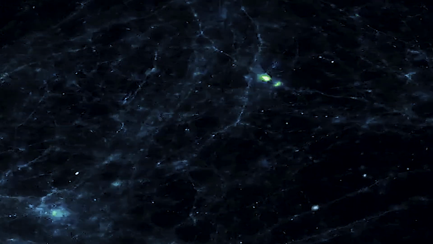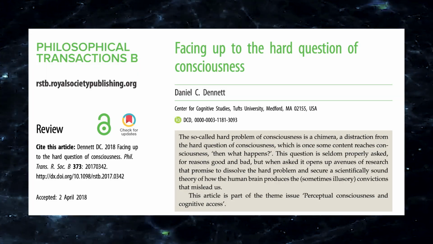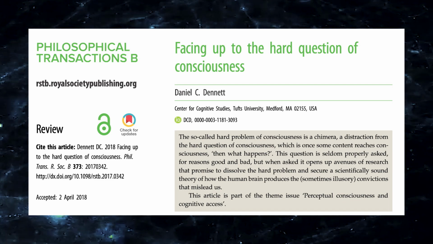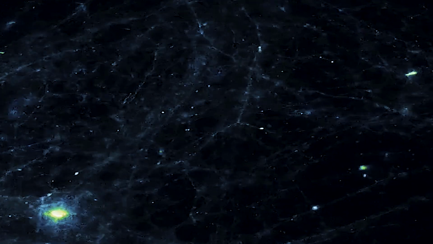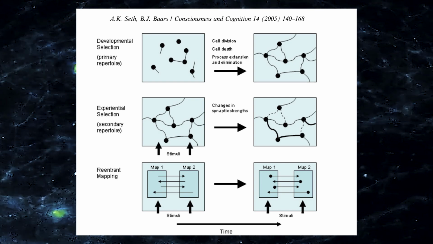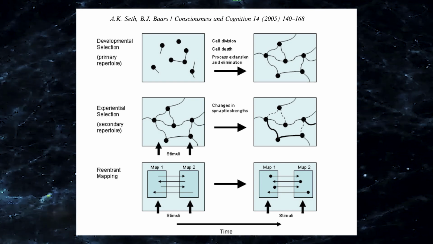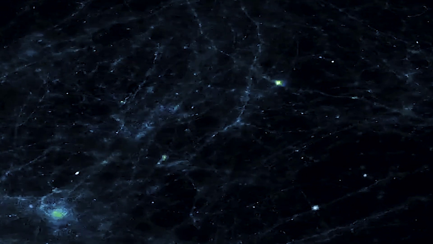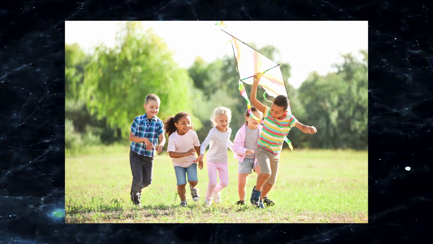It aims to bridge the gap in understanding the biological basis of psychological phenomena by connecting it with developmental and evolutionary mechanisms. There are three core mechanisms central to Edelman's theory: developmental selection, experiential selection, and re-entry mapping. Let's examine these mechanisms in the frame of childhood.